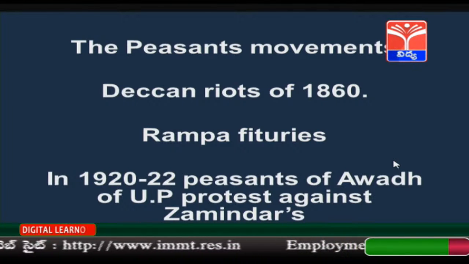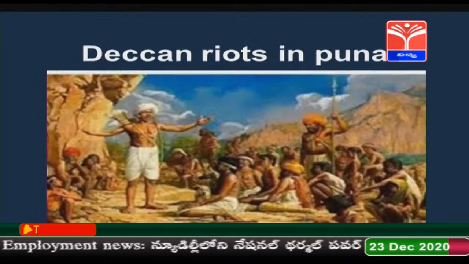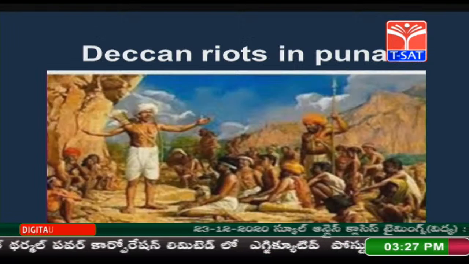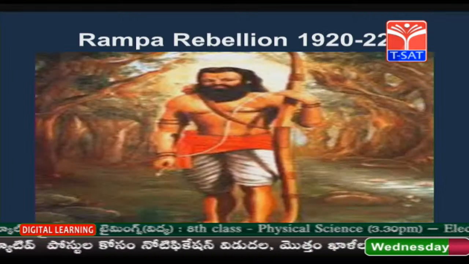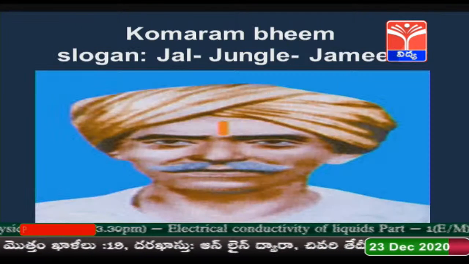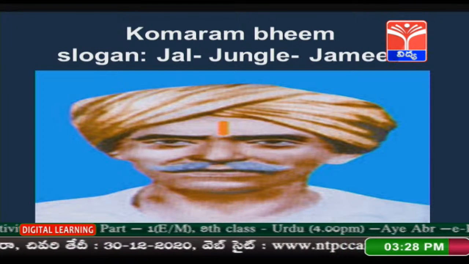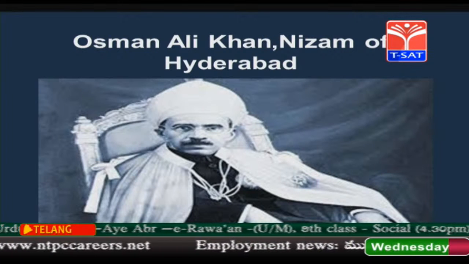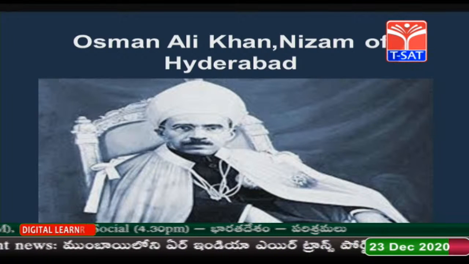In 1920-22, peasants of Awadh in UP protested against Jamindars. Deccan Riots in Pune, Maharashtra; you can see the figure, children. Rampa Rebellion by Alluri Sitaramaraju in East Godavari district. Komaram Bhim, who fought against the Nizam, had the slogan Jal Jangal Jameen. Komaram Bhim fought against whom? Usman Ali Khan, the then Nizam of Hyderabad state.